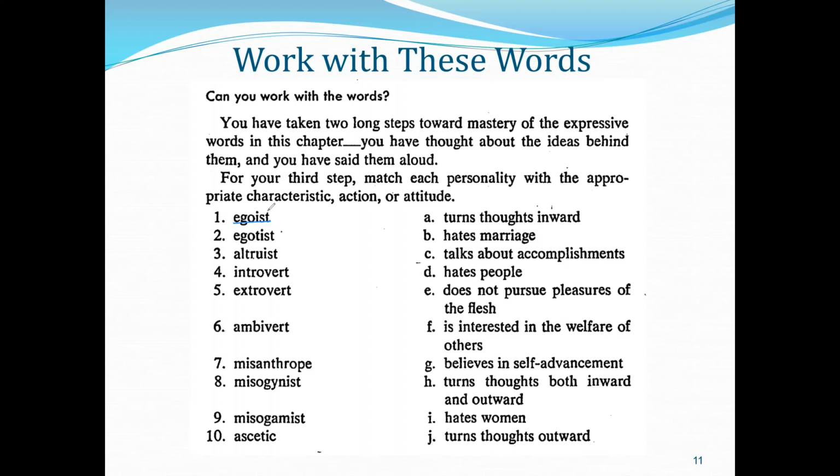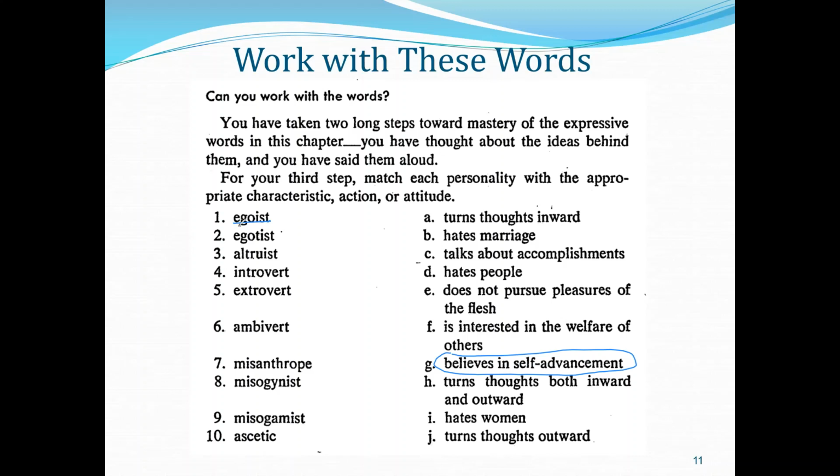D, hates people. E is does not pursue pleasure of the flesh. Well, probably the opposite, right? Very likely for egoist. F is interest in the welfare of others, probably the direct opposite. G believes in self-advancement. So I'm gonna pick that one, and I could be wrong. Right? I'm just working on these problems on the fly.